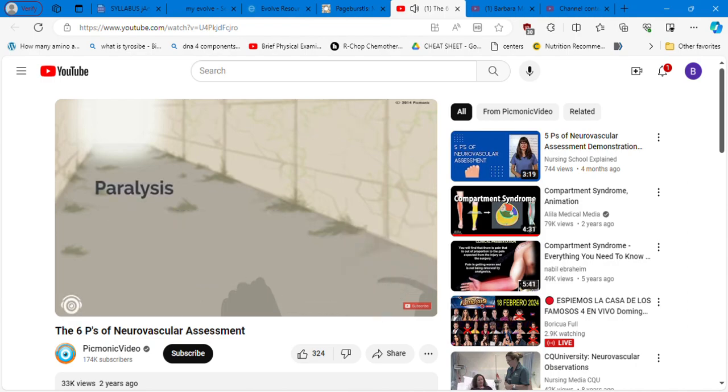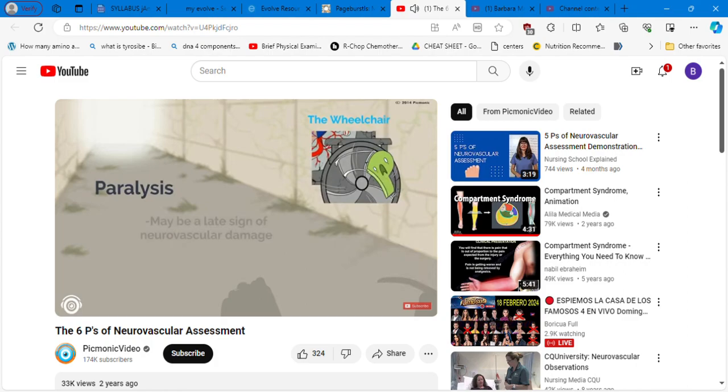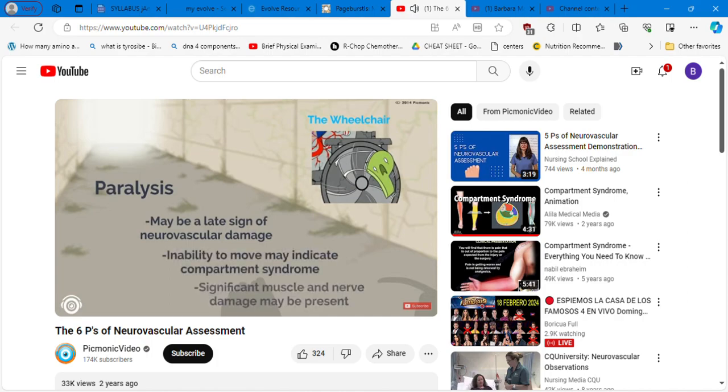Paralysis. Partial or full loss of sensation of function may be a late sign of neurovascular damage. The complete inability to move the limb distal to the injury may indicate compartment syndrome, and significant muscle and nerve damage may be present. Paralysis is represented by the wheelchair.